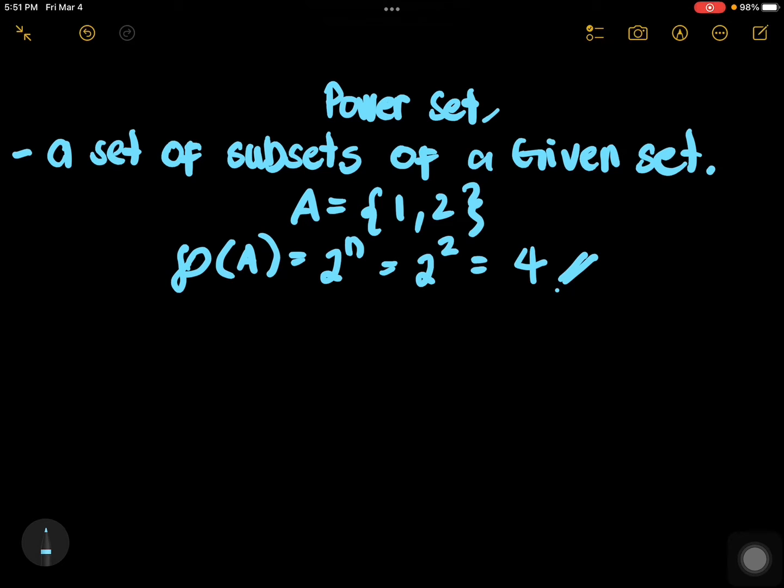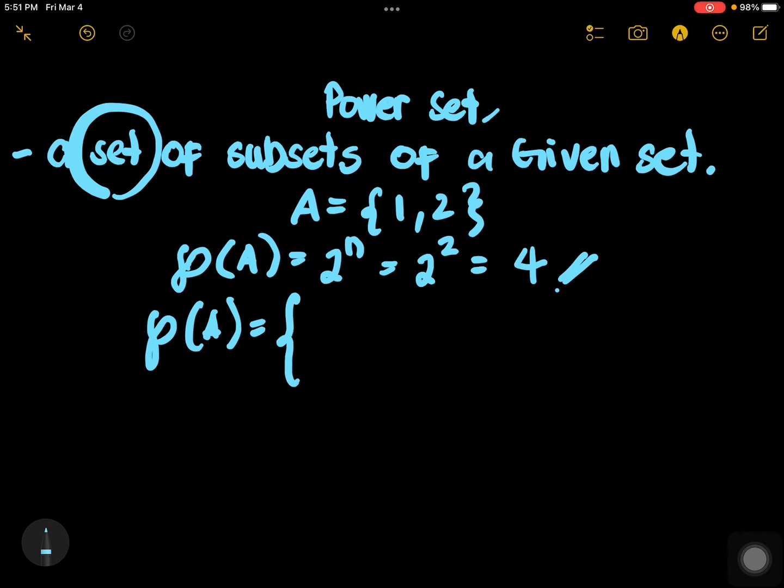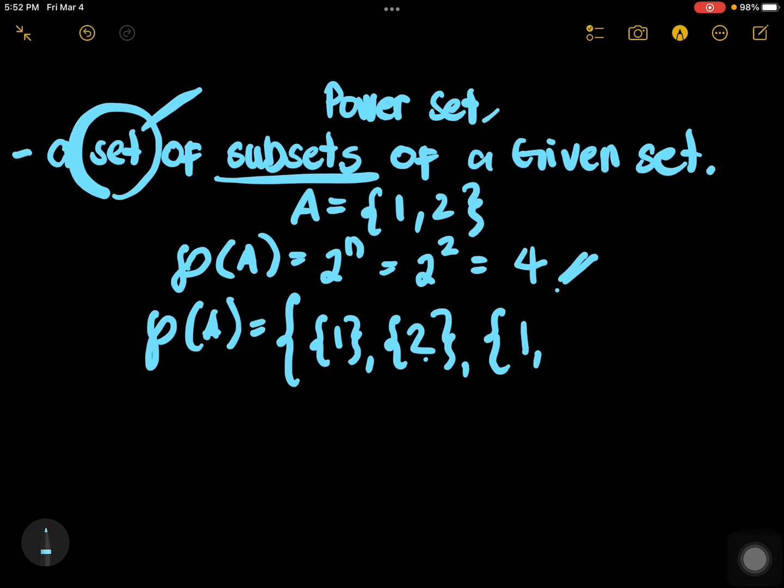So let me list it for you. So we have here the power set of set A. So it is a set, meaning it should be enclosed with the braces. So the first set, since it is the set of all subsets, meaning the elements are all sets. The first set is a set with 1 as an element. The second one is a set with 2 as an element. The third one is a set with elements 1 and 2. And the last set is an empty set.